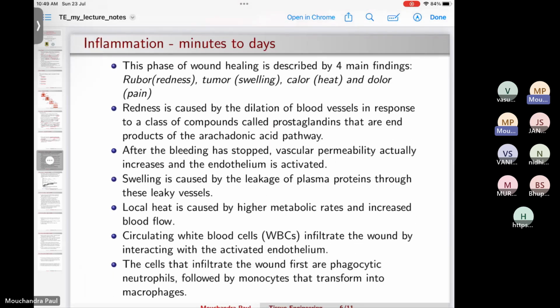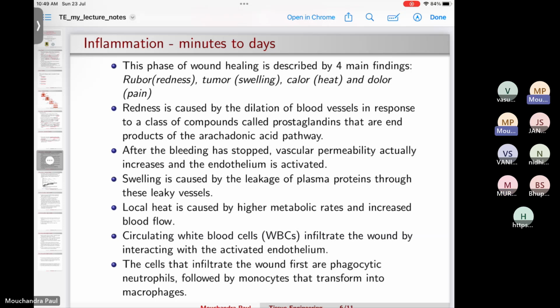So any queries till now? Anyone? Okay. Ma'am, then in hemostasis only the clotting will happen. Yes, only the clotting. And only if it is completed, then the other steps will start, right? Yes, correct, correct.